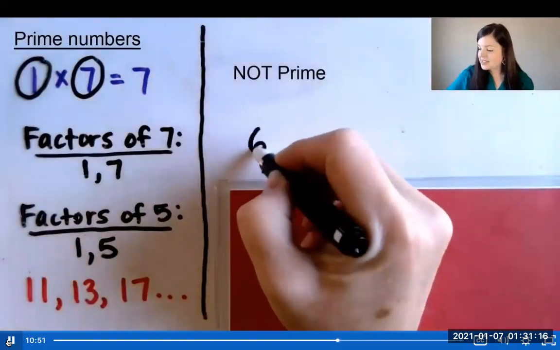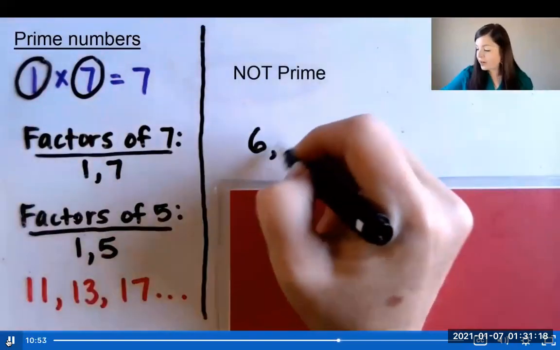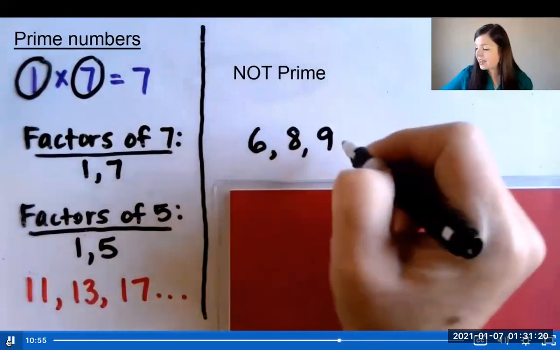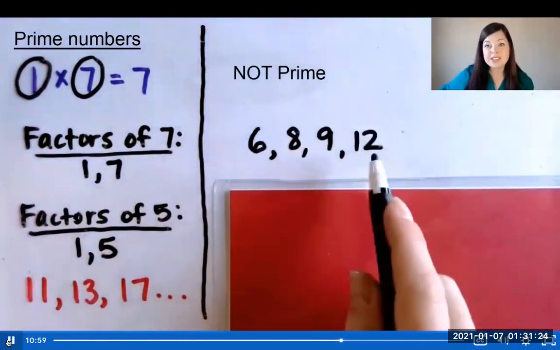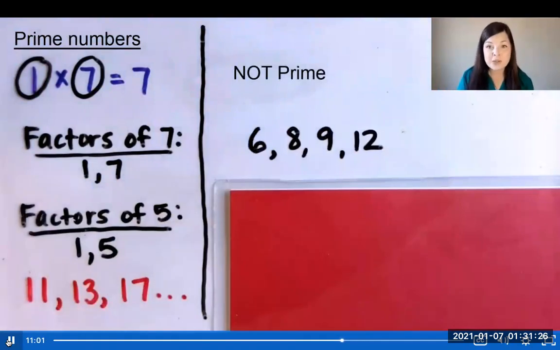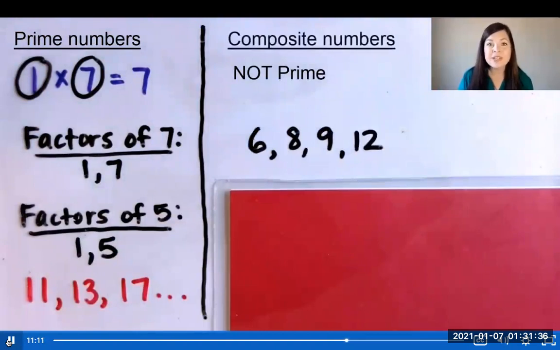Maybe you said 6 is not a prime number, or 8, or 9, or 12. All of these numbers that we just listed have more than two factors. They have at least one other factor besides 1 and the number itself. These numbers are called composite numbers. Everyone say composite numbers.